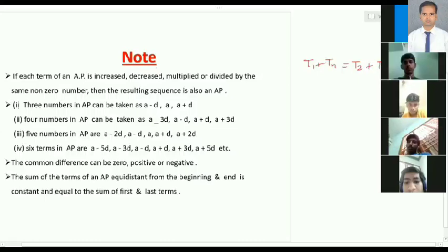Both the sum will be equal. And if you take, let's say this, we can write in general: this will be equal to TR. If you take here TR plus Tn minus R, this will also be equal to T1 plus Tn, that is, R plus 1.